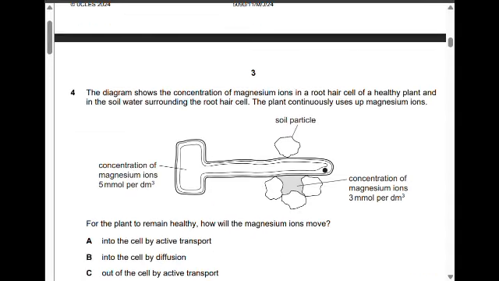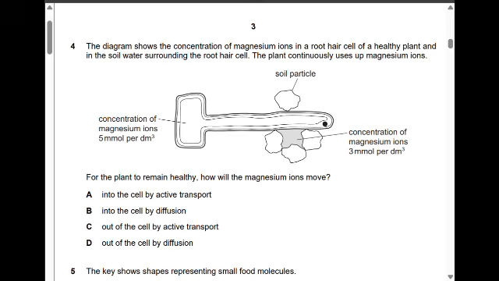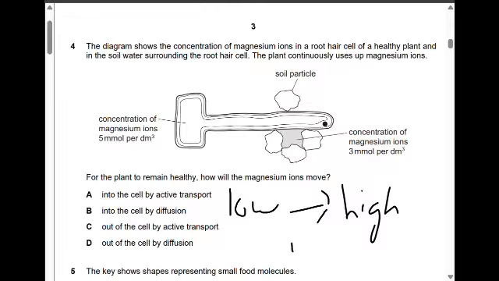Let's move on to question number 4. The diagram shows the concentration of magnesium ions in a root hair cell of a healthy plant and in the soil water surrounding the root hair cell. The plant continuously uses up magnesium ions. For the plant to remain healthy, how will the magnesium ions move? By definition, active transport moves the ions across the membrane from an area of low concentration to a high concentration, against the concentration gradient.